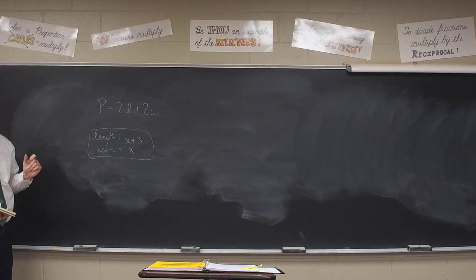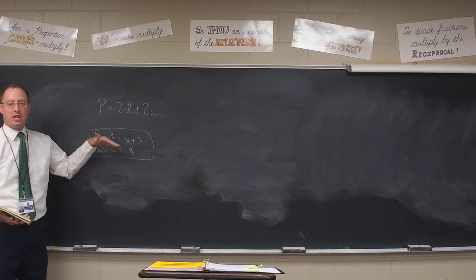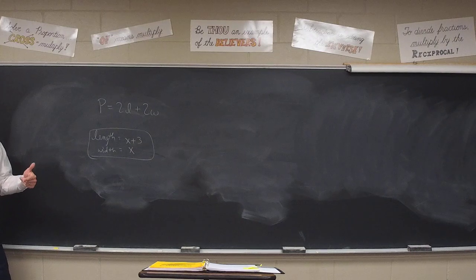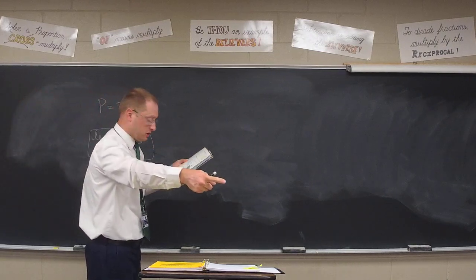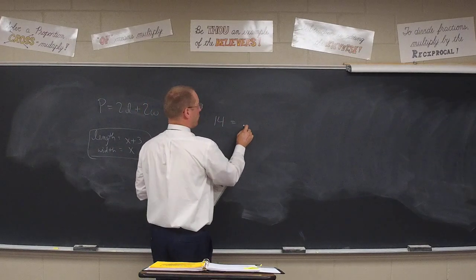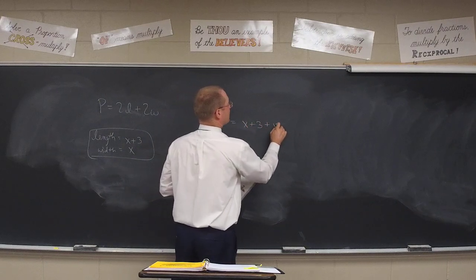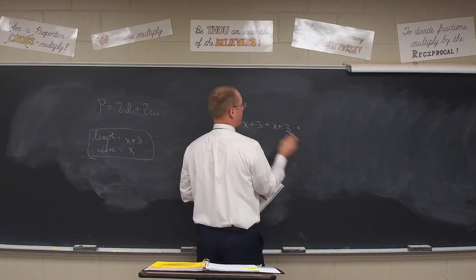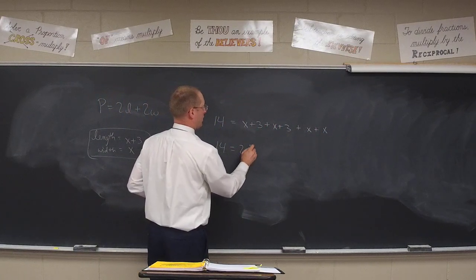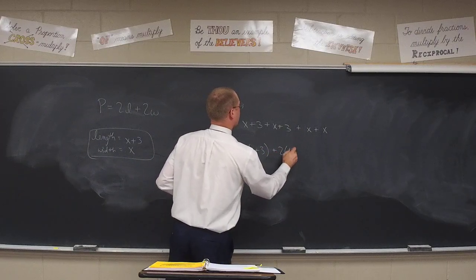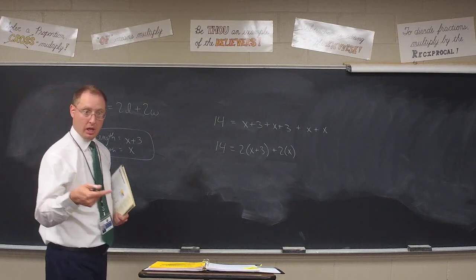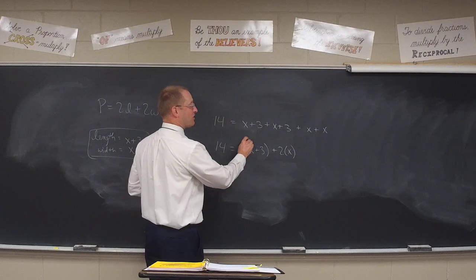But when we go to plug it in, class, it's not length plus width equals perimeter. It's 2 lengths plus 2 widths equals perimeter, right? So my perimeter, which it says is 14 feet, equals 2 lengths, X plus 3 plus another X plus 3, plus 2 widths, X and another X. Does that make sense? Or if you prefer, just like that. Now, you remember that distributive property that said you could multiply the 2 by the X and the 2 by the 3?